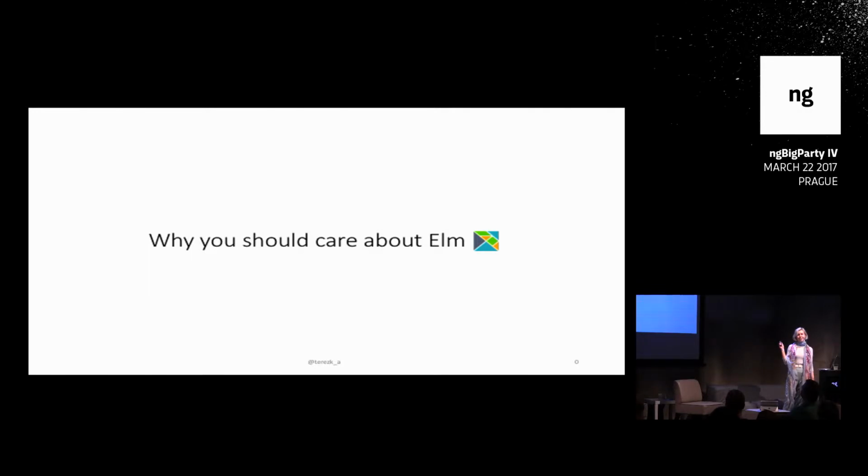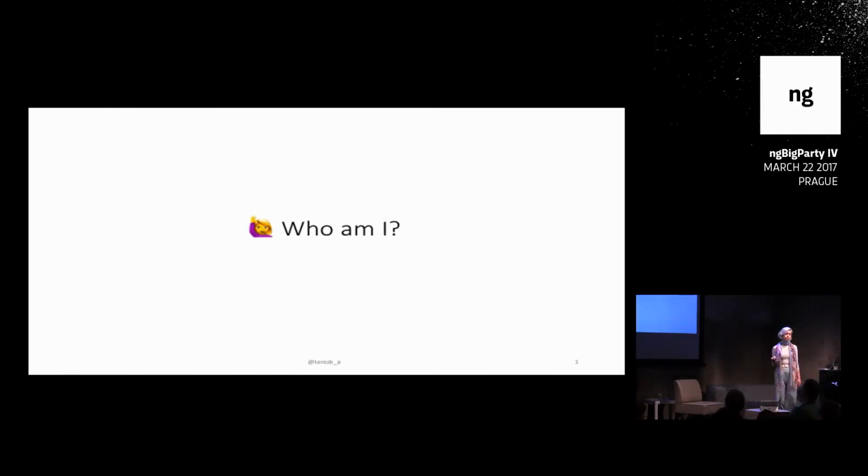Yeah, today I'm going to talk about Elm. Elm is a purely functional language compiling to JavaScript, so you can build web stuff with it. But before I tell you a little bit more about that, I'm going to talk a little bit about myself. Who am I? I ask myself that quite frequently.